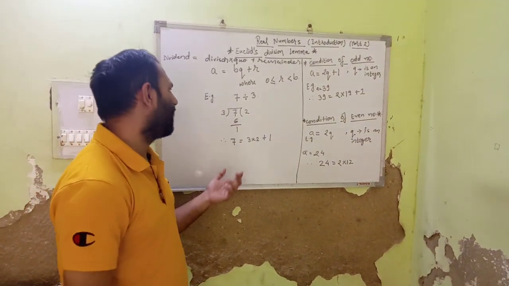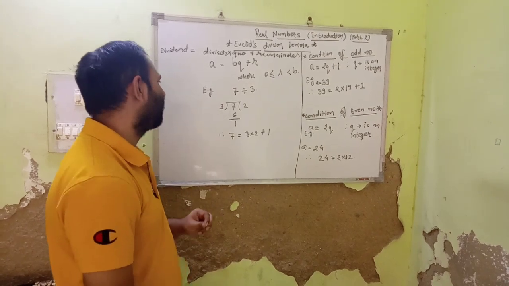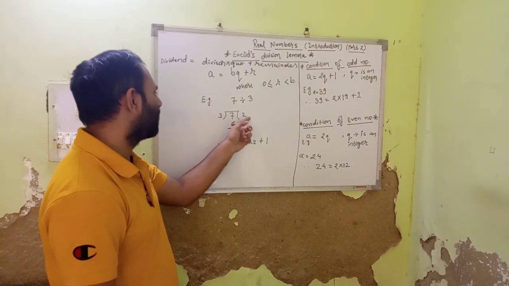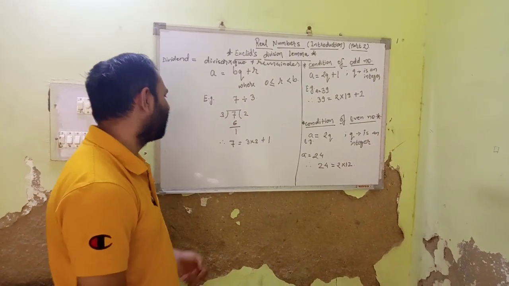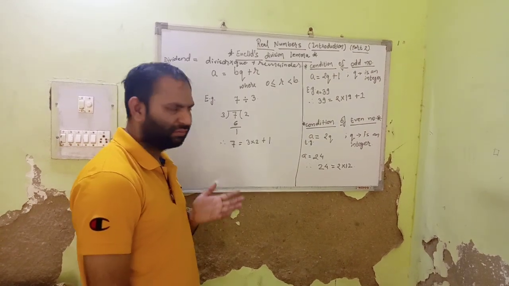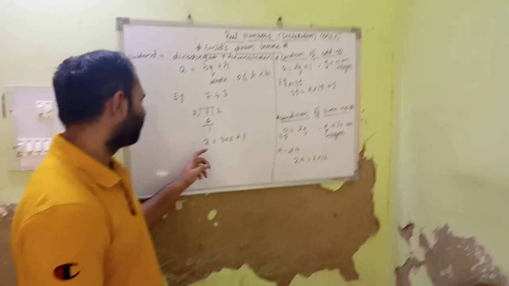This is one of the examples I am taking. Suppose I have to divide 7 by 3. When 3 divides it, 3 twos are 6, and 1 is the remainder. How am I going to write that? 7 = 3 × 2 + 1.